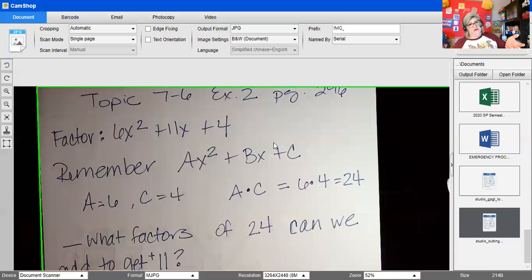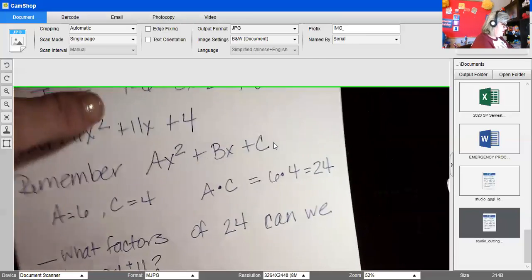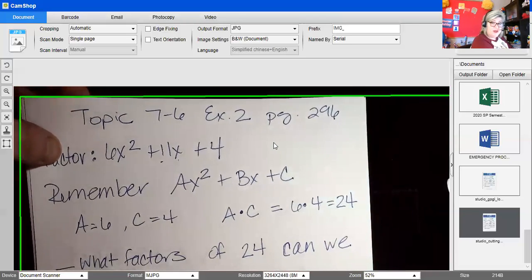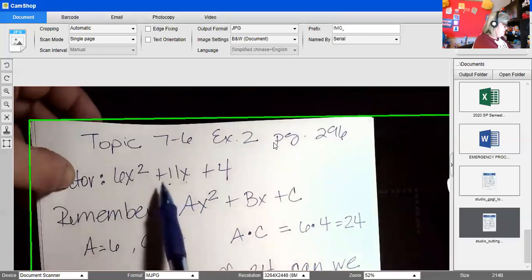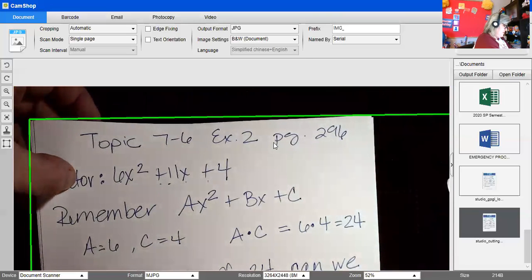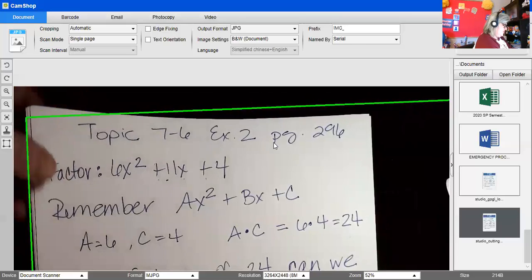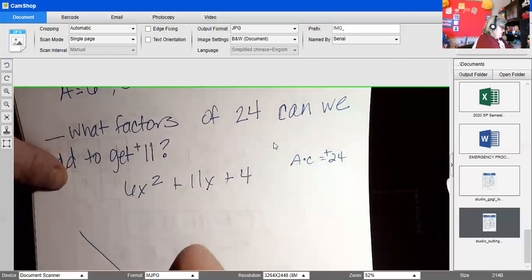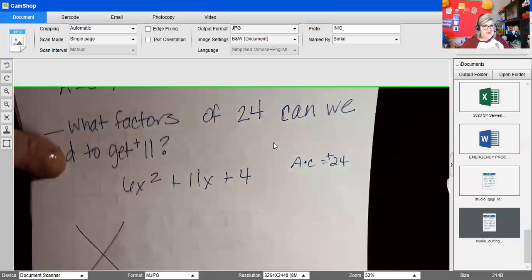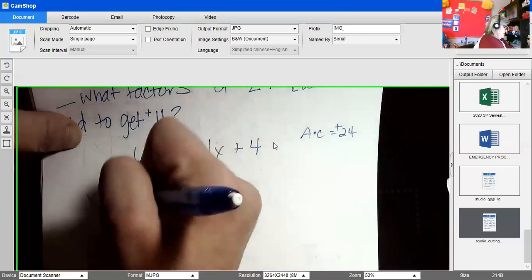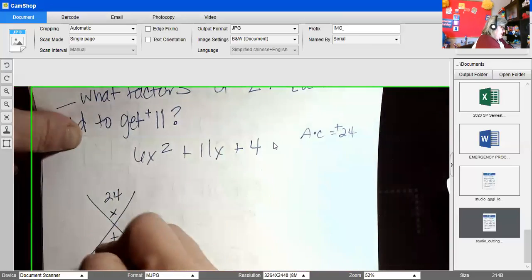So now we're going to look at factors of that 24 that we can get the positive 11, because that's what we're trying to factor, is this positive 11. And that A times C is a big part of that. So we know we're dealing with positive and positive. So just writing it back down again here, we've got a plus 11x plus 4, and A times C is equal to a positive 24. So we can do our factors like this in the cross method. And we're looking for what can we multiply together to get 24 and add together to get 11.